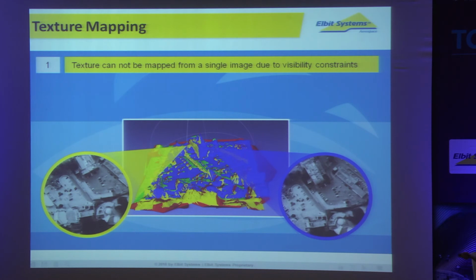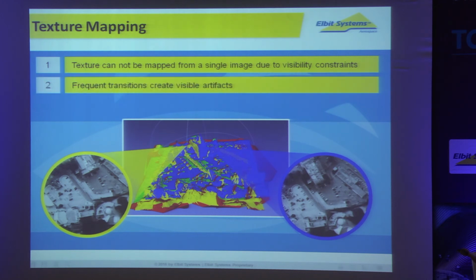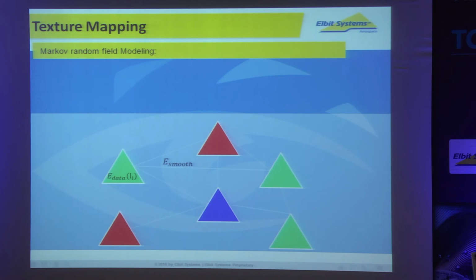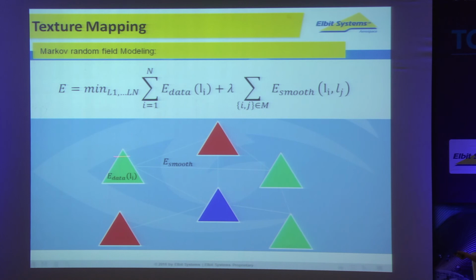If we map each triangle to the image that sees it best, then we'll probably have a lot of transitions on small objects like cars in this case, and this doesn't really look good. So we translate our mapping problem into a graph labeling problem, so that in our graph each node is a triangle, and the edges in the graph are edges between triangles. What we want to minimize is that every triangle goes to the image that sees it best, and we want to minimize the amount of transitions between images. So we want every triangle to go along with its friends or neighbors to the same image.